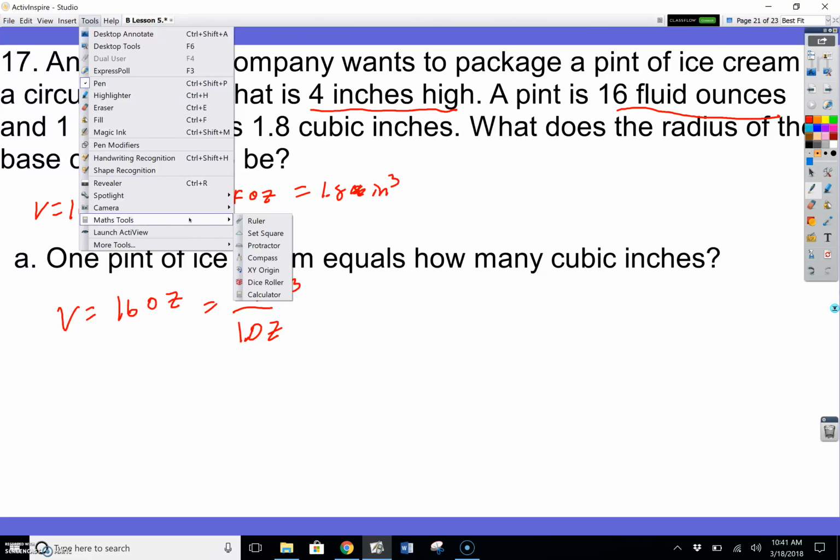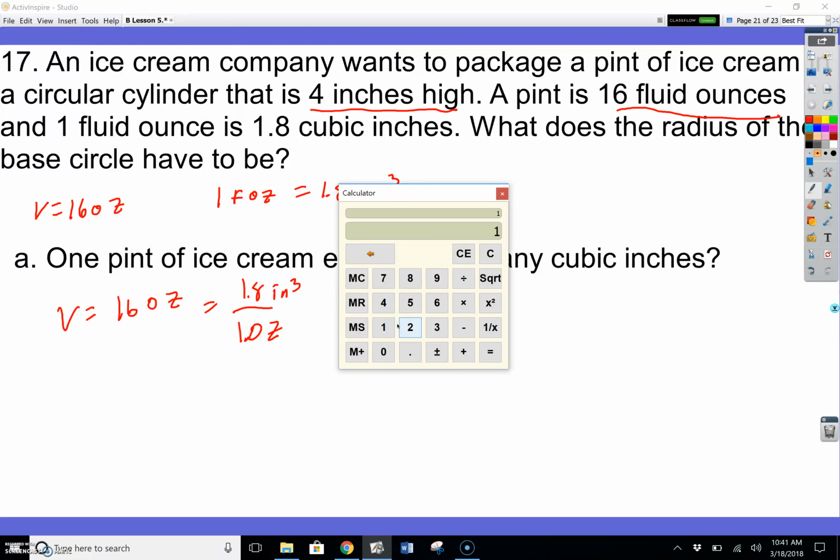So one more time, let me bring up my calculator, and we're going to just do 16 times 1.8, and that will give me a total of 28.8 cubic inches. So inches cubed, cubic inches, same thing. So what I want you guys to realize is that this is my volume.